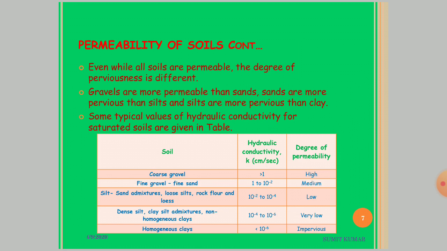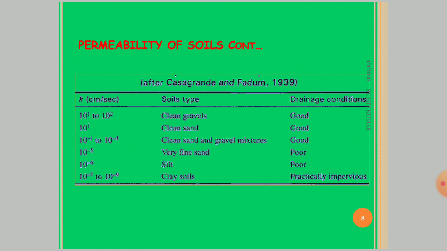Even while all soils are permeable, the degree of perviousness is different. Gravels are more permeable than sands, sands are more pervious than silts, and silts are more pervious than clay. Some typical values of hydraulic conductivity for saturated soil are given in this table. Casagrande and Fadum have also given permeability range for different types of soil, which is shown in this table.